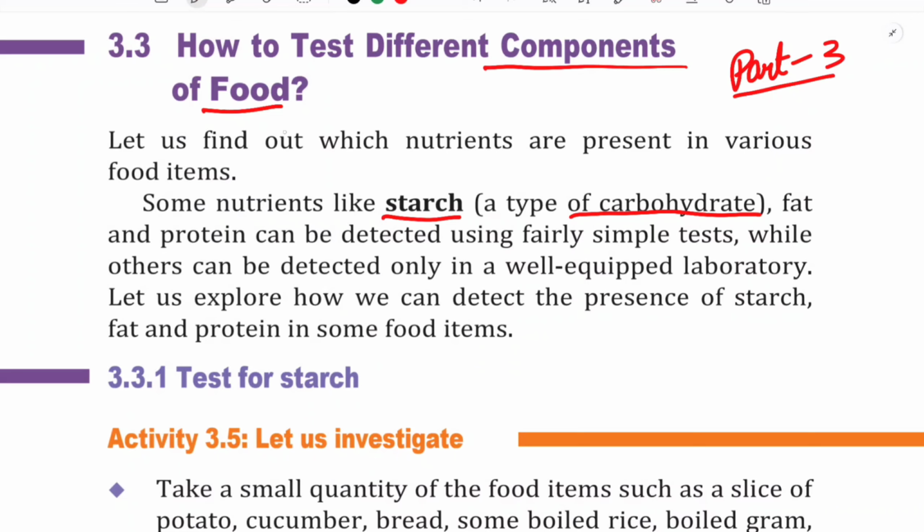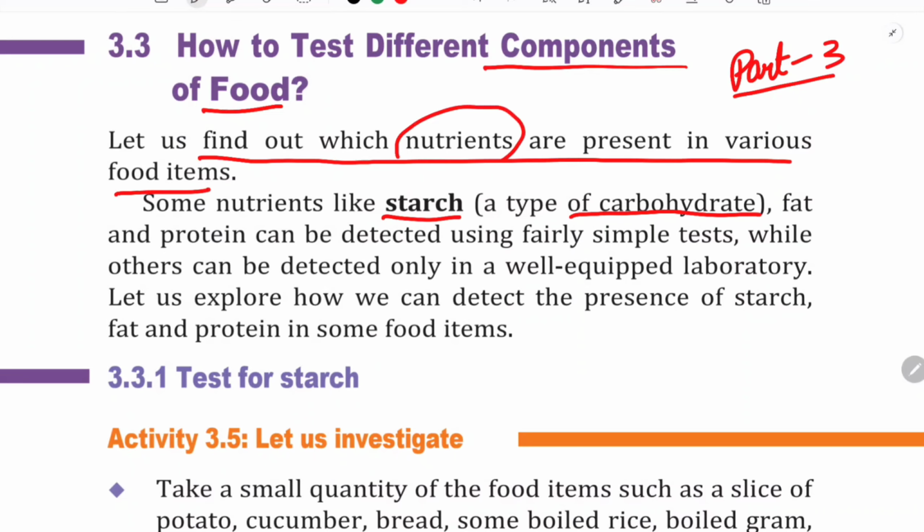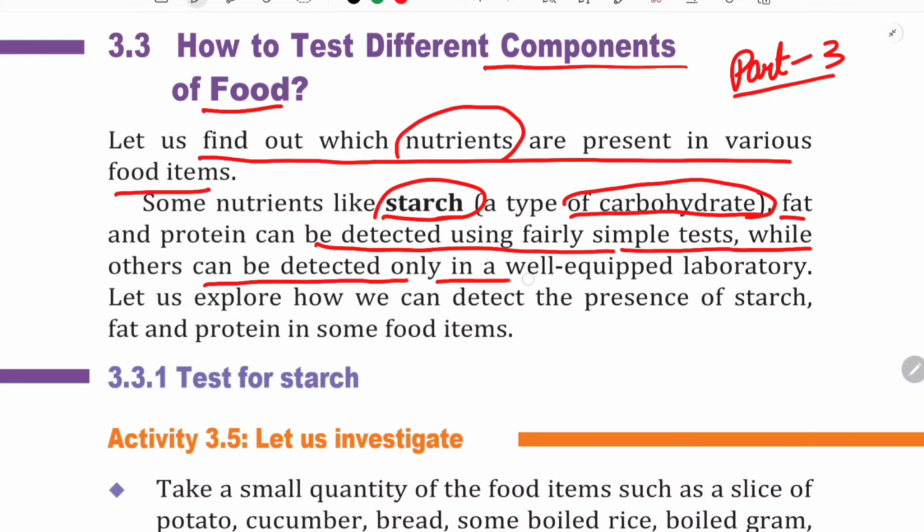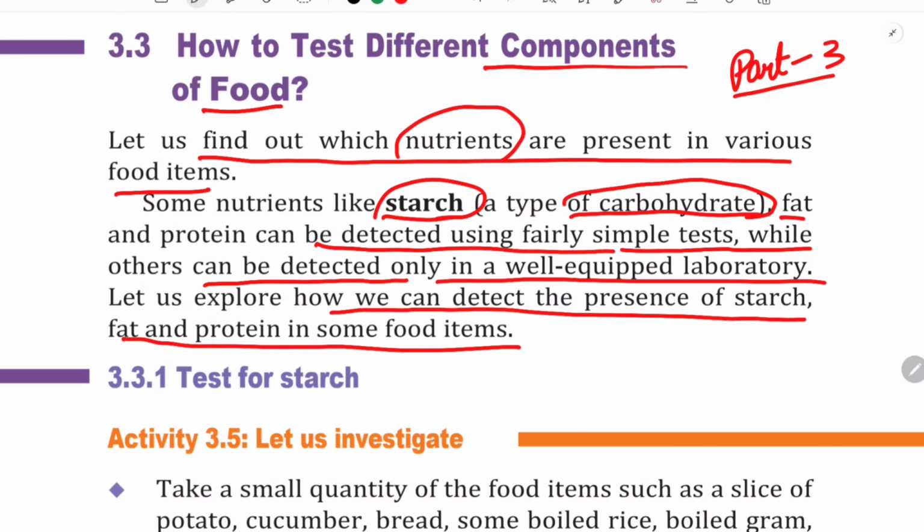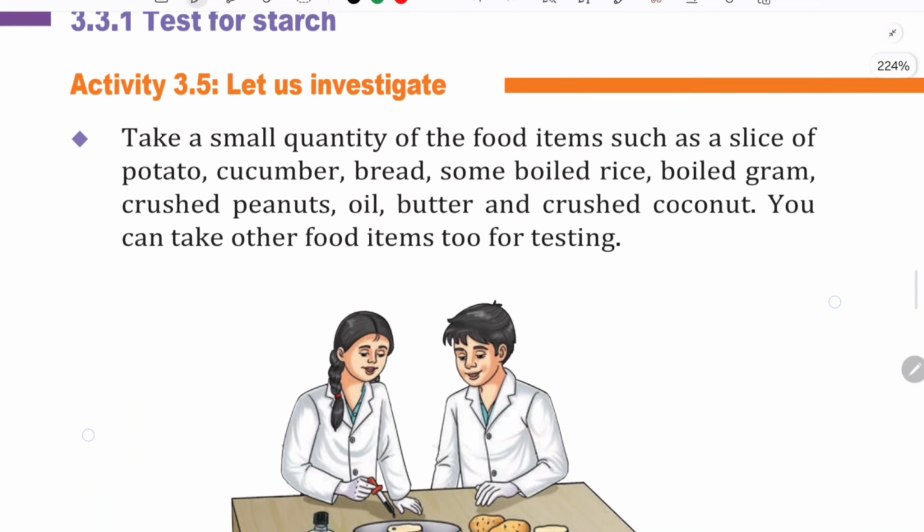How to test different components of food. Let us find out which nutrients are present in various food items. Nutrients like starch, which is a type of carbohydrate, fats and protein can be detected using fairly simple tests, while others can be detected only in a well-equipped laboratory. Let us explore how we can detect the presence of starch, fats and protein in some food items. So now let us start the activity here.